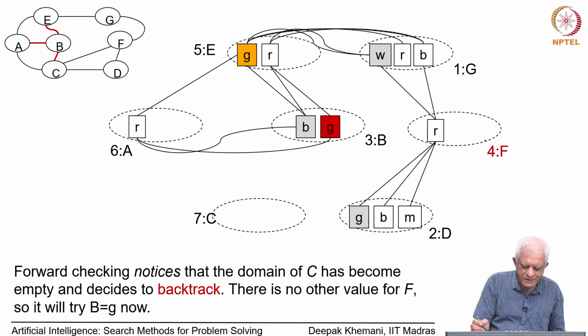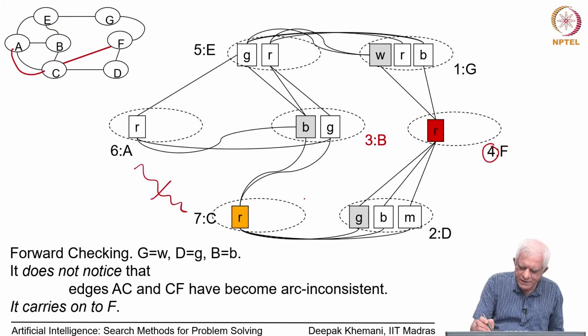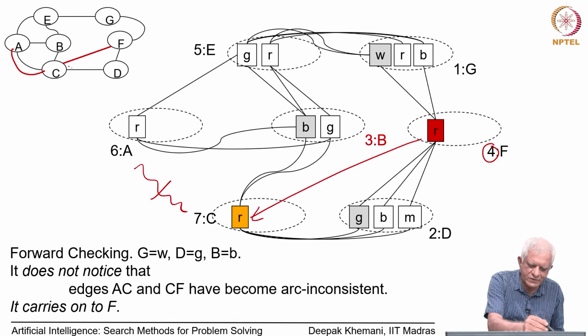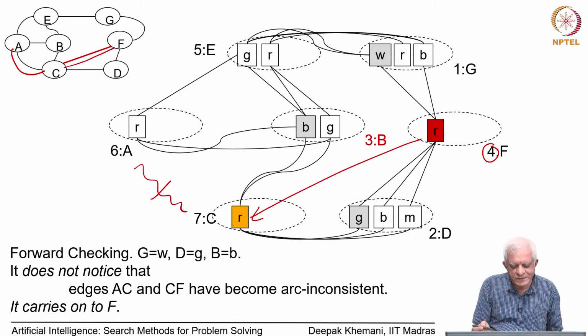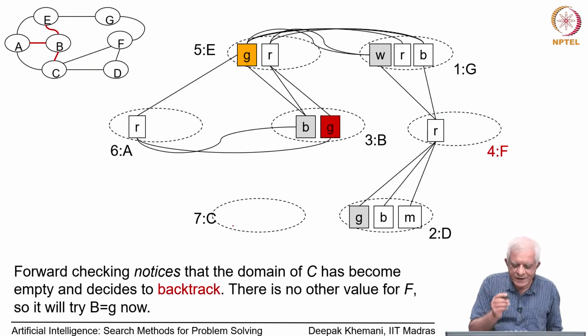At this point, it sees that the domain of C has become empty. Why did that happen? That happened because of this connection that we see here. We are going to choose R for F, then because F is connected to C, we cannot keep R in the domain of C, even though C is the 7th variable. It deletes that, and it notices at this point that this domain has become empty, and it backtracks. It says that we cannot give this value of R to F.